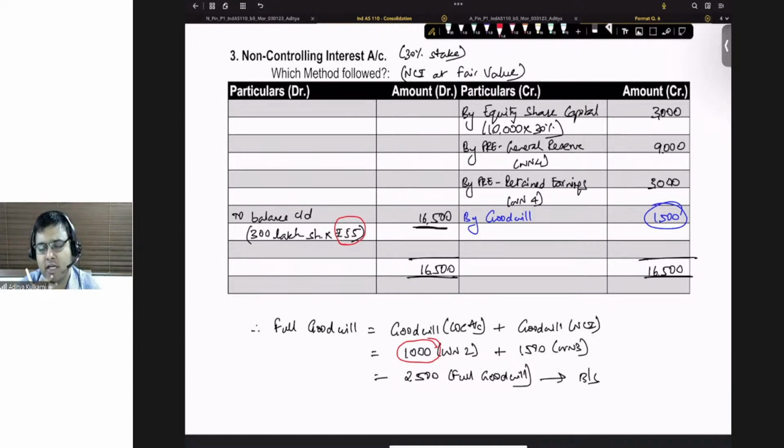So 50,000 into 30%, 15,000. So goodwill attributable to NCI would be 0. Only goodwill would be 1,000. So on the asset side, goodwill would go down by 1,500. And on the liability side, under the heading equity in NCI, that would also go down by 1,500. Remaining all items would remain the same. Your balance sheet would tally at 2,09,000. So that is the first case if NCI were to be at proportionate share of net assets.